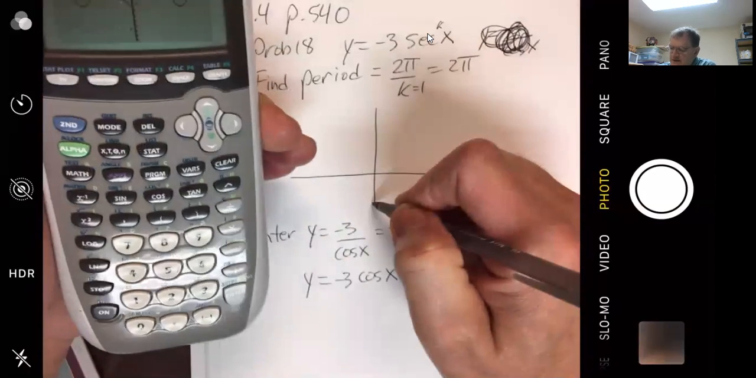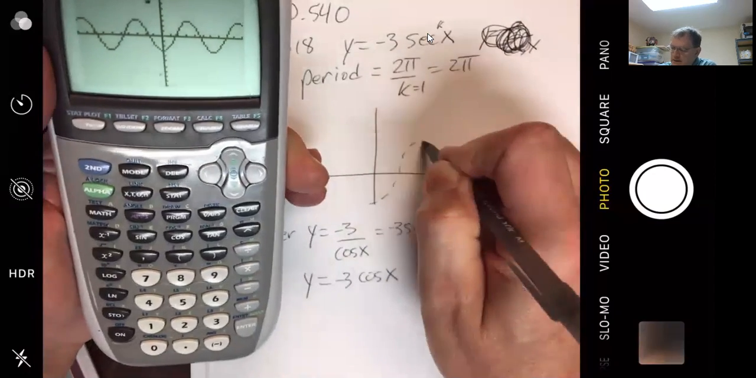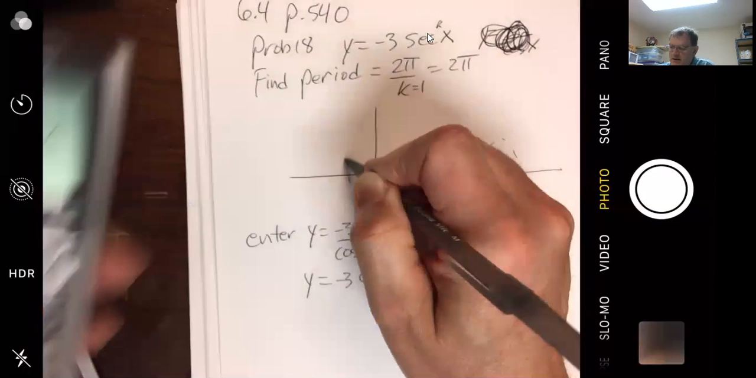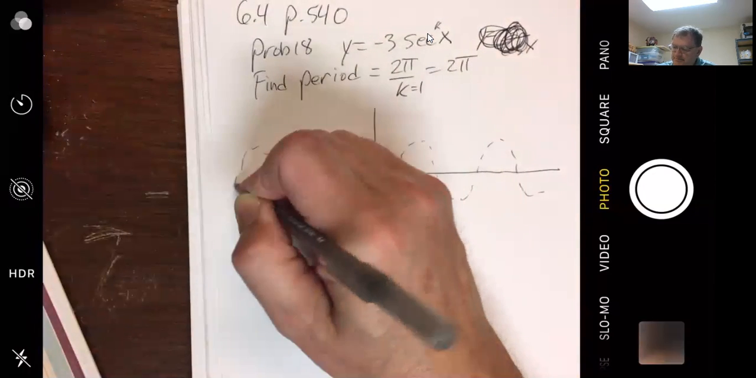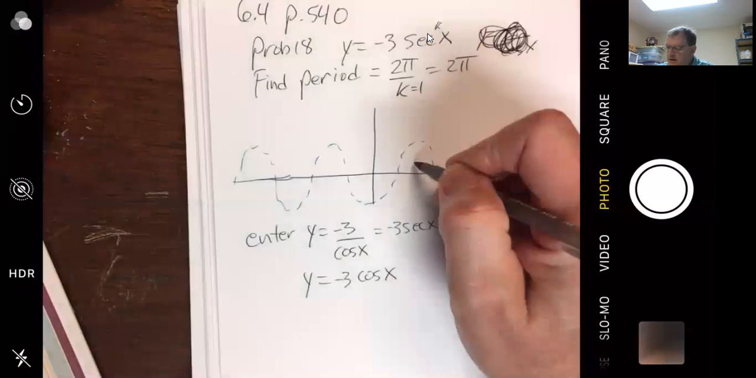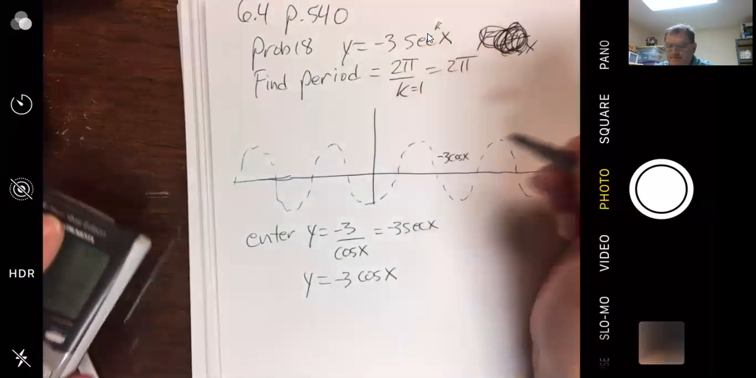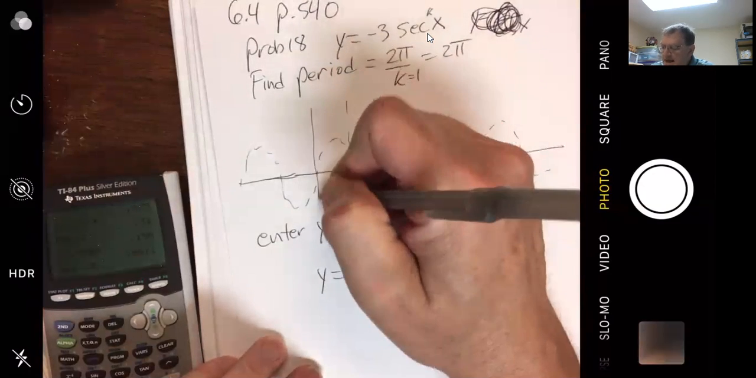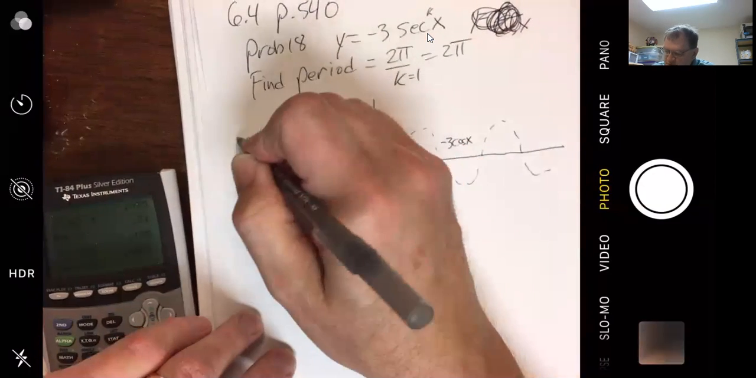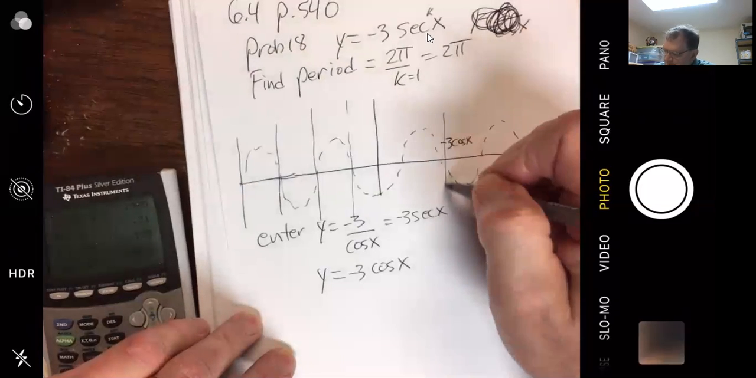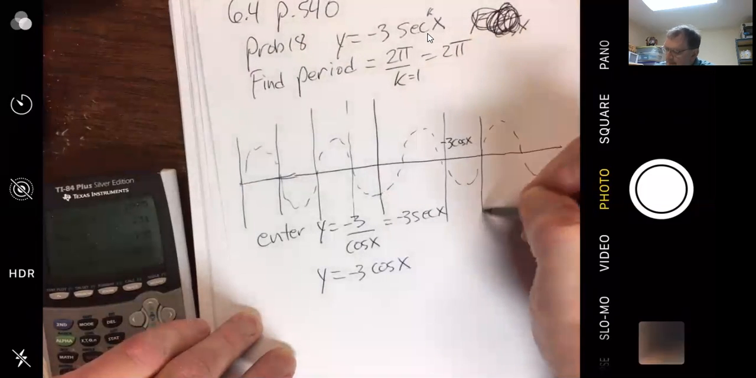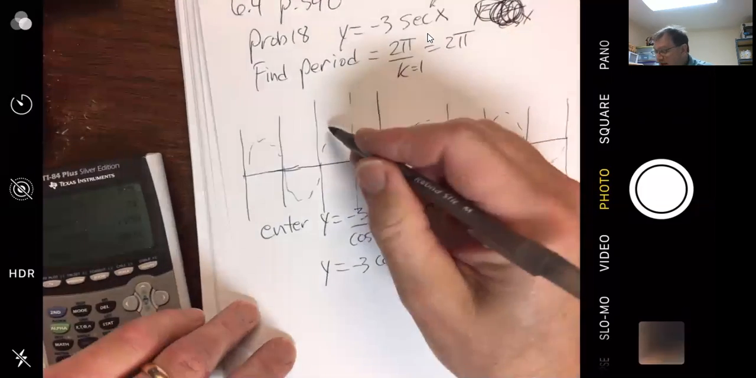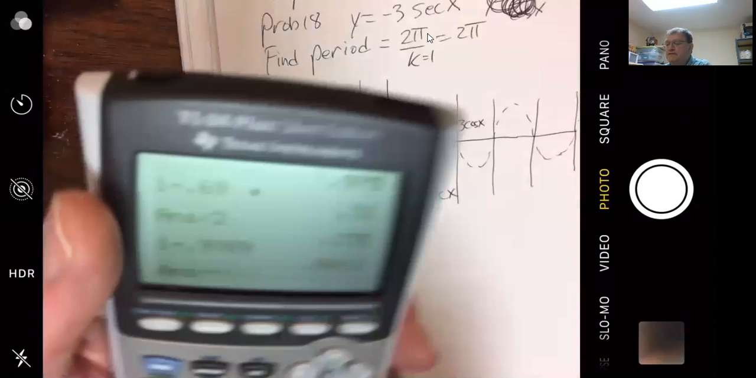So I'm going to sketch that out. It starts low and waves up and down. And that is your -3 cosine x. X-intercepts through asymptotes through every x-intercept. And I could go ahead and sketch the U's if you want, but I guess I'll do it on the calculator first.